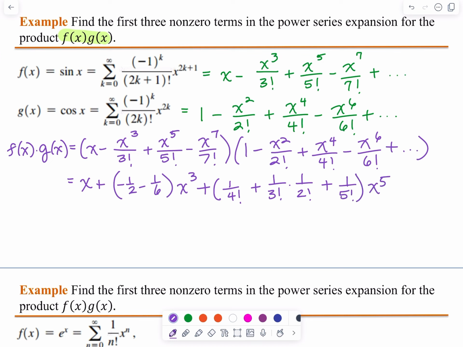And we just needed the first 3 non-zero terms. So let's just simplify this. This is x minus 2/3 x cubed plus 2/5 x to the 5th.